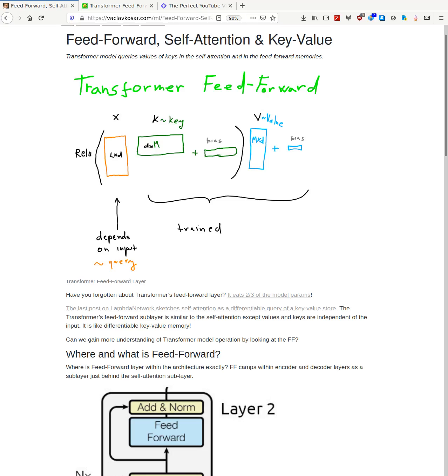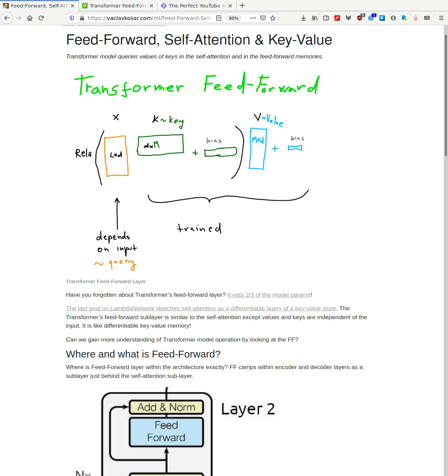Transformer model queries values of keys in the self-attention and in the feed-forward memories. Feed-forward, self-attention and key-value memories is today's post. Have you forgotten about the transformer feed-forward layer, as I have? It actually eats two-thirds of the parameters of the model, so it's super important, except I actually haven't focused on it too much. So this post is about it.